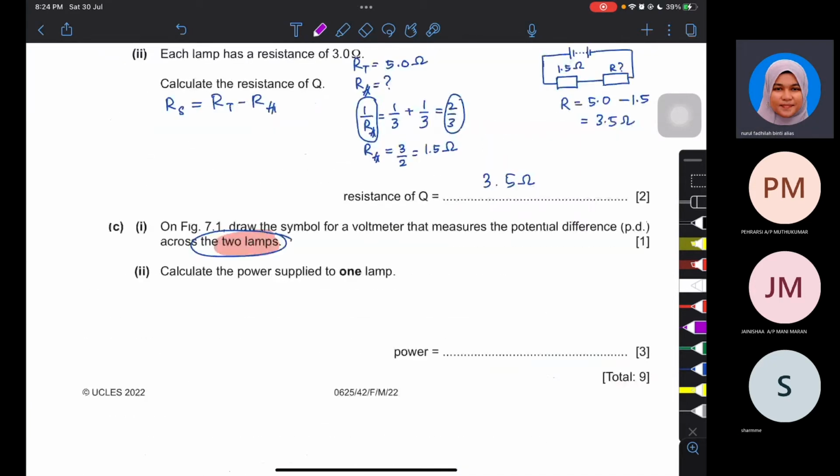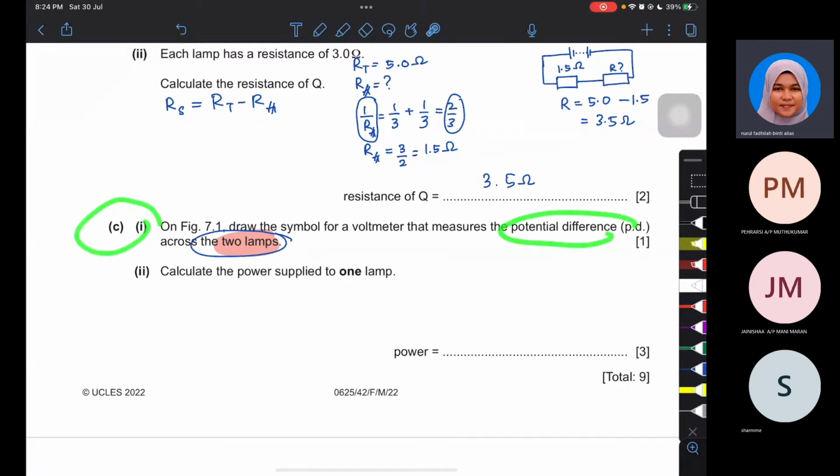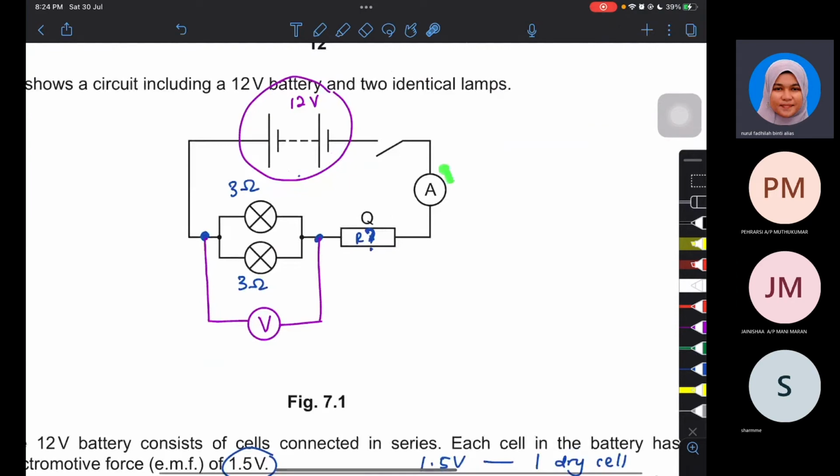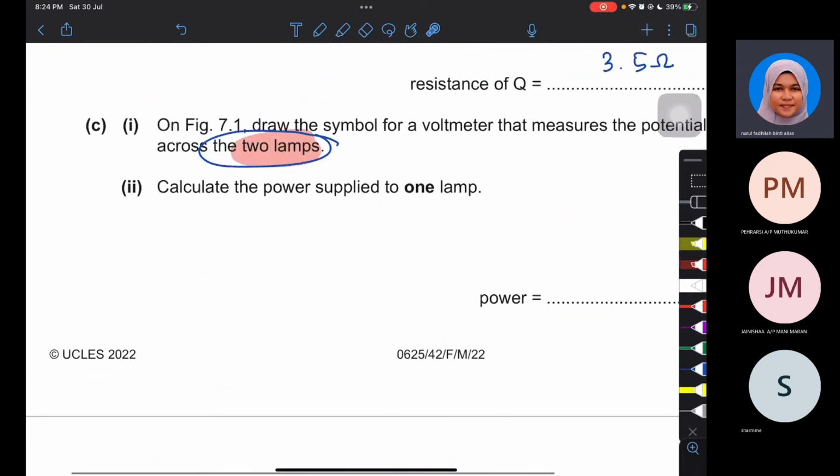Calculate the power supplied to one lamp. Okay, so C2. Calculate the power supplied to one lamp. Kalau soalan C ni, kita tukar, kalau soalan tukar, yang ni dia nak potential difference. Kalau dia nak ammeter, tengok. Ammeter must always connected in series. Okay, calculate the power supplied to one lamp. Dia nak one lamp sahaja.